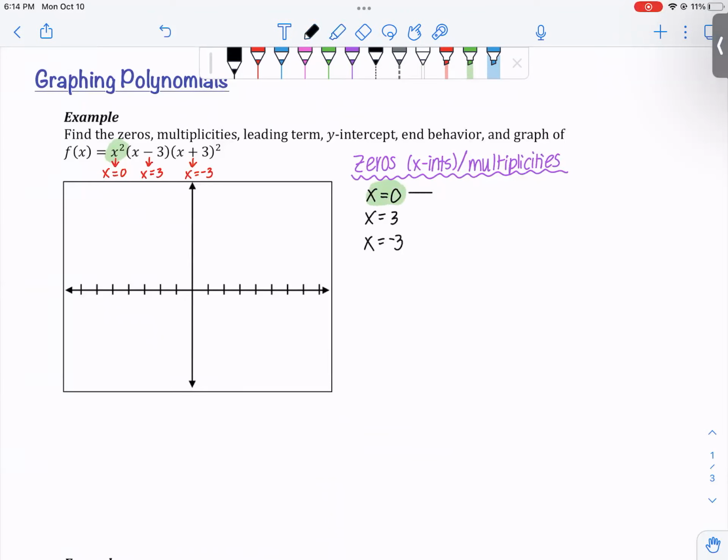This guy, 0, the exponent is 2, so he has a multiplicity of 2. Even multiplicity means we are bouncing off of the x-axis. Remember, even multiplicities bounce off the x-axis. For 3, the multiplicity is 1. There is no exponent, so it's a secret 1, which means it's going to cross the x-axis. And it is not going to wiggle. It's just going to cross 3 with no wiggle.